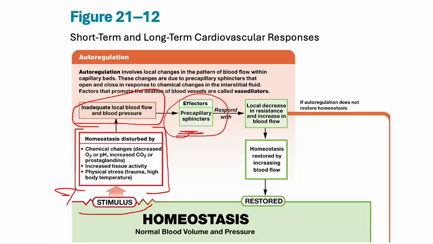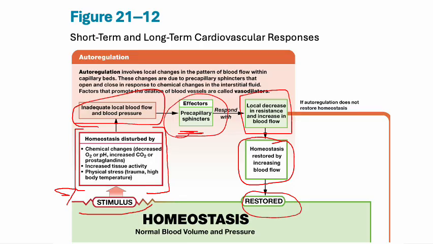So we're going to have sphincters that respond with increased dilation, or a decrease in resistance and an increase in blood flow. And that's going to return us then to homeostasis. That's going to be restored. So the precapillary sphincters are super, super important. They don't change the cardiac output, but they change how much blood flow can enter that local tissue. And that makes profound changes in the interstitial fluid in those areas via the diffusion, filtration, and reabsorption that we talked about earlier.